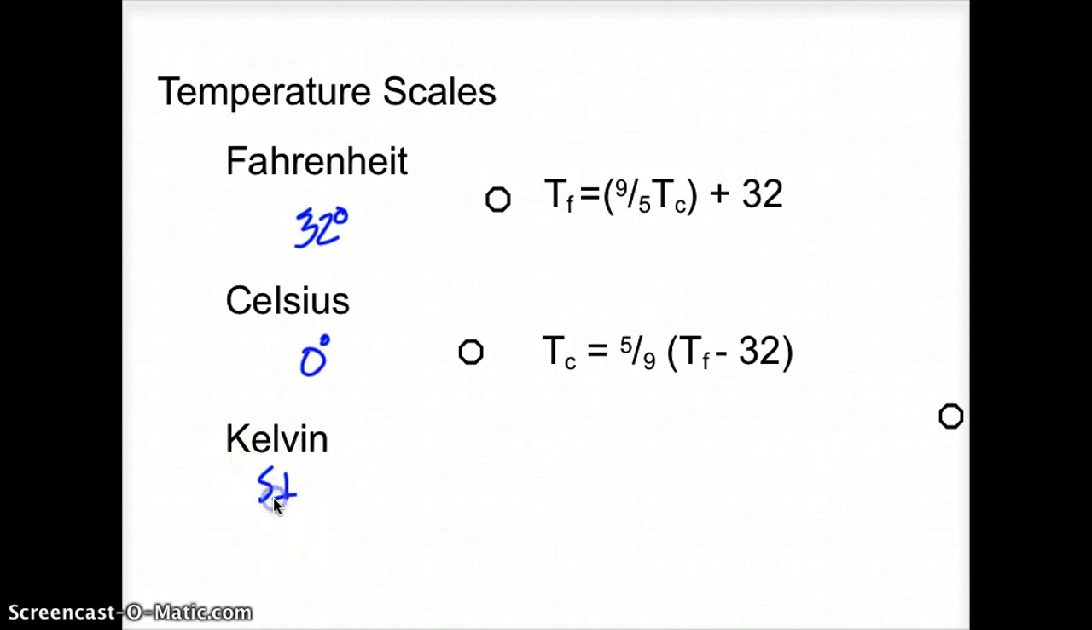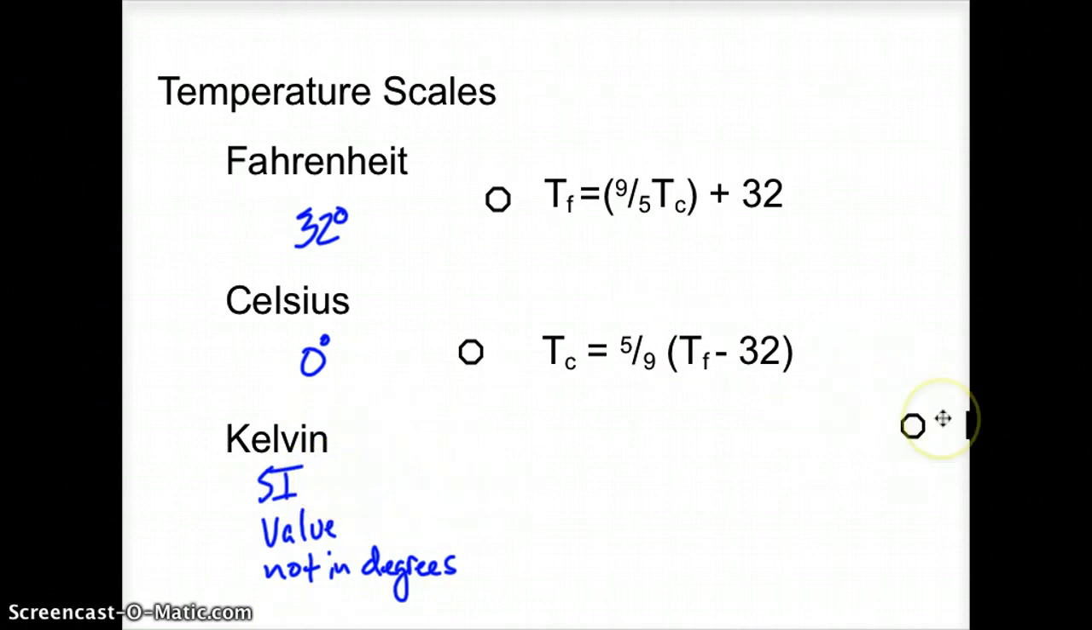Kelvin is our SI scale. This is our International System scale for science, the one that's like a meter or a second. Kelvin is a value. It is not measured in degrees. It is just simply a value. This is where we get our SI, or our absolute value, that we'll talk about when we talk about thermodynamics.